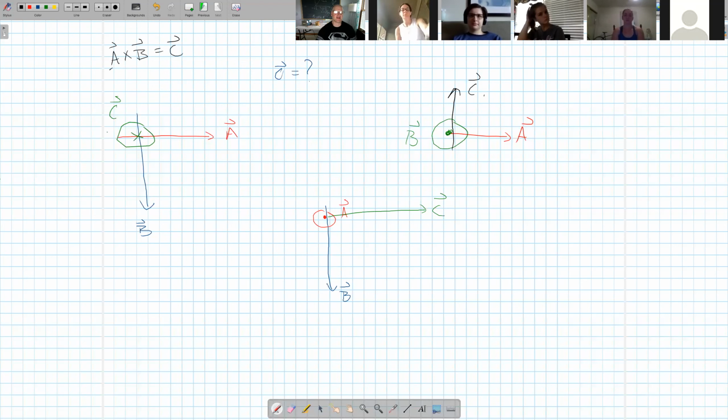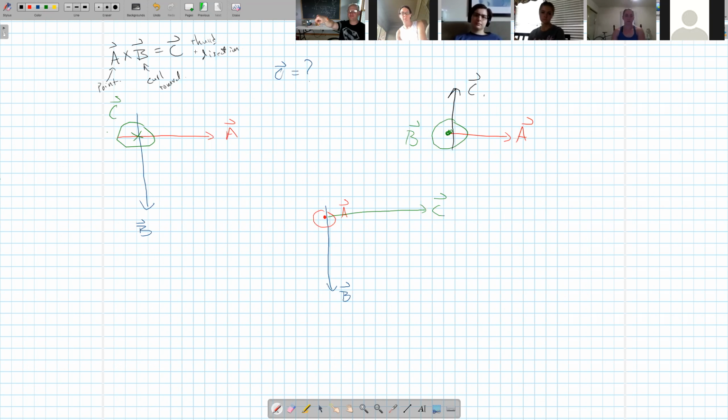So the way this works, again, is that step number 1 is we point our fingers in the direction of the first vector. Step number 2 is that we curl towards the second vector. And step number 3 is our thumb gives the direction of the result. Okay. So let's go back to that first one. We point our fingers in the direction of the first vector, which would be A. It's pointing in this direction, so I point my fingers this way. Then I want to curl my fingers towards the second vector, which would be B. To curl towards B, I have to put my palm down and then curl my fingers towards B.